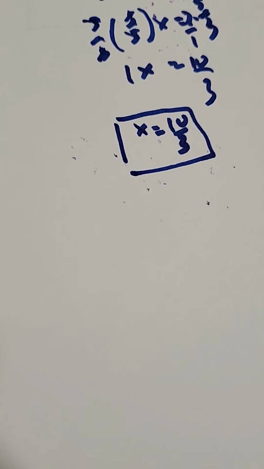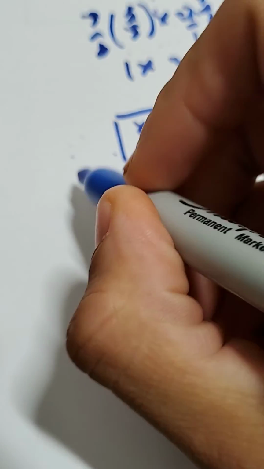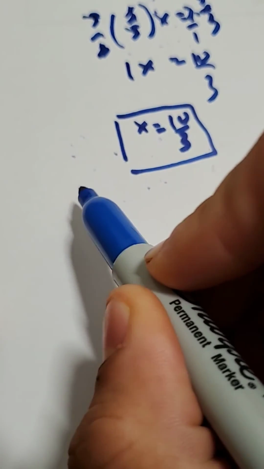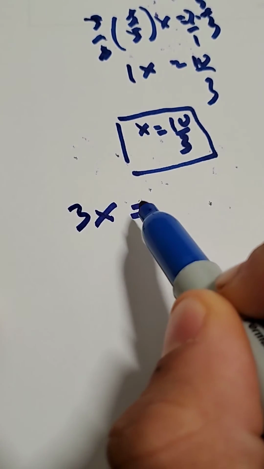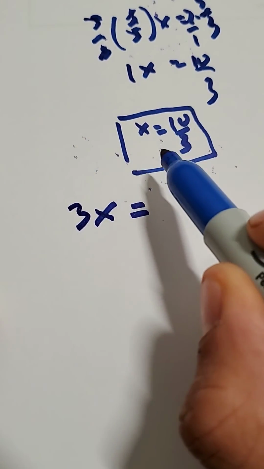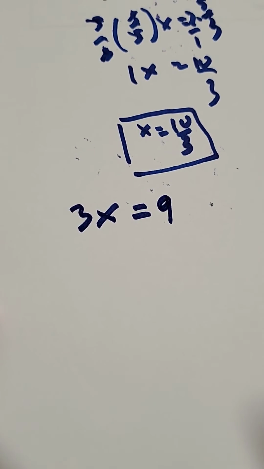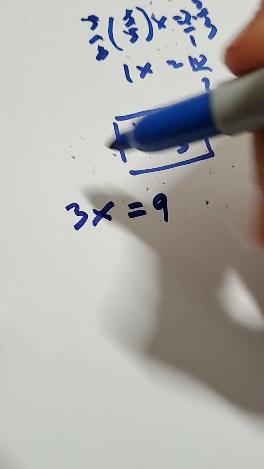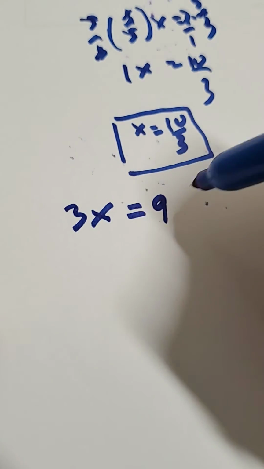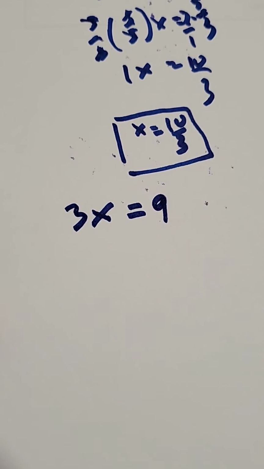So say we have 3x is equal to 9. Okay. All right. So what the statement is saying is 3 times a number is equal to 9. Well, what is that number?